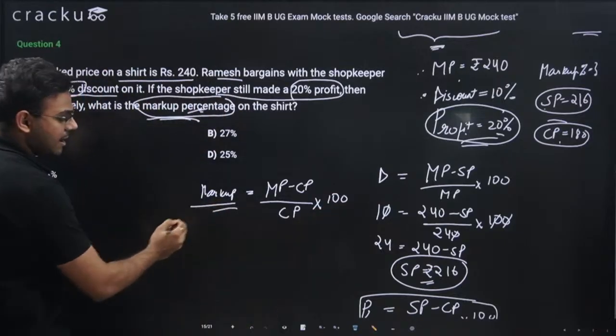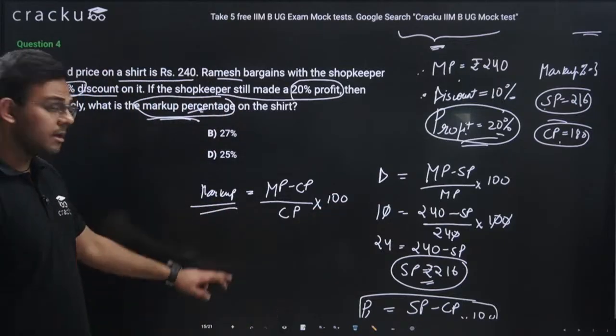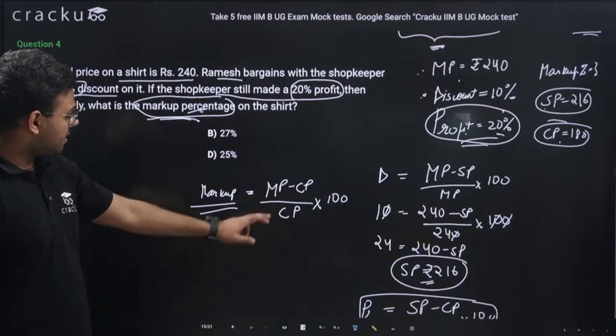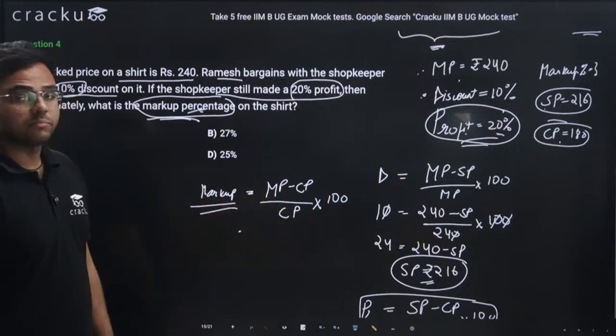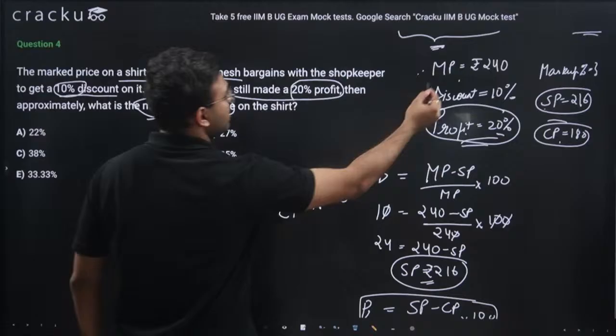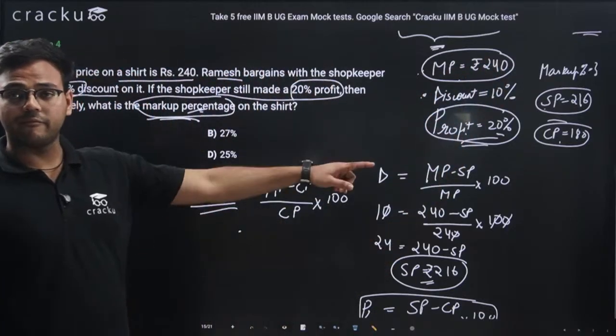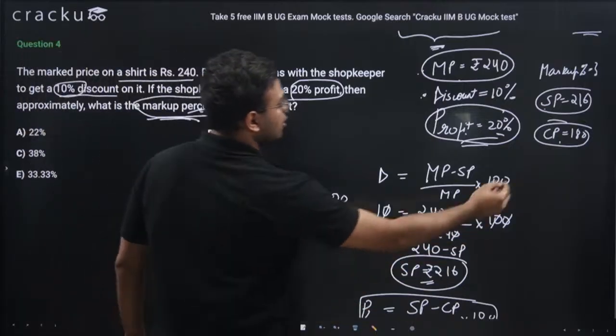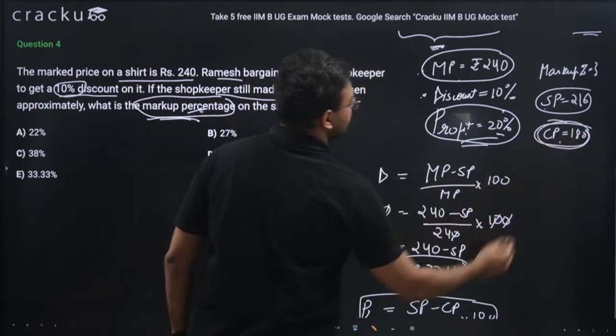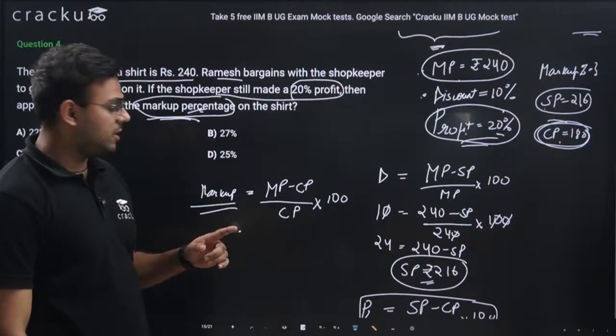It is asking for the markup percentage. We have to use the values of MP and CP. Now see there, we know the value of MP. MP is equal to 240, and we have calculated the value of cost price as well. Cost price is equal to 180. So we know the value of MP, we know the value of CP.